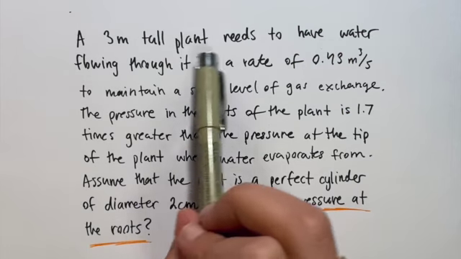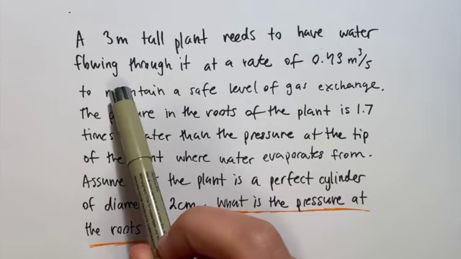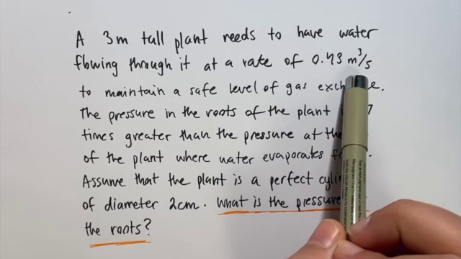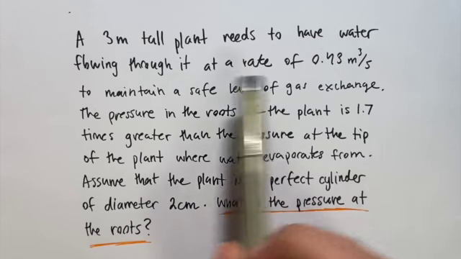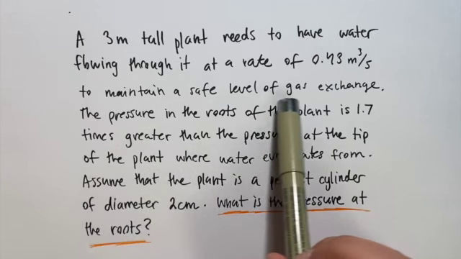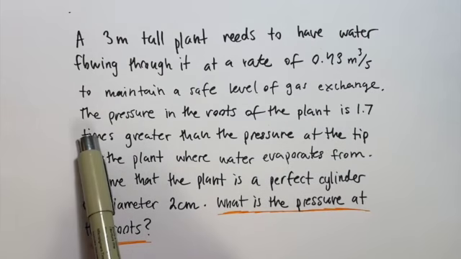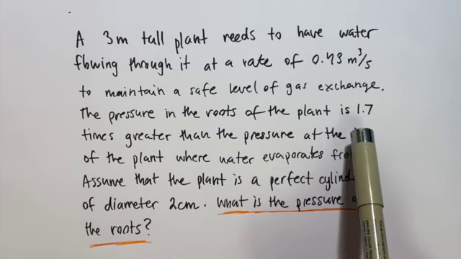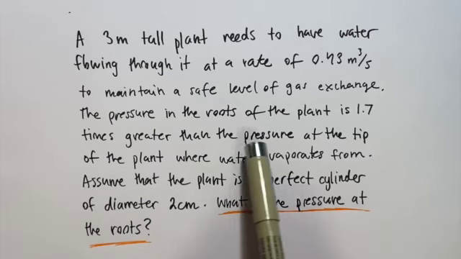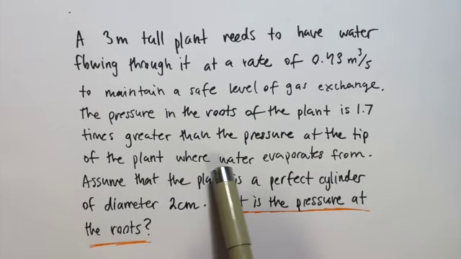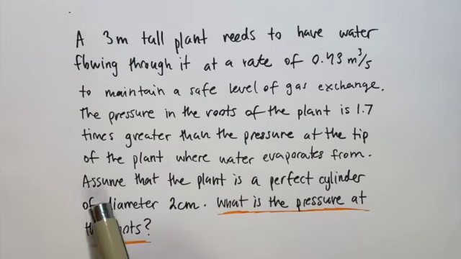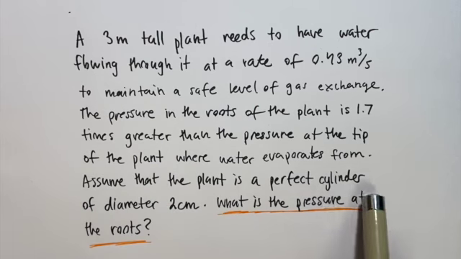A 3-meter tall plant needs to have water flowing through it at a rate of 0.43 meters cubed per second to maintain a safe level of gas exchange. The pressure in the roots of the plant is 1.7 times greater than the pressure at the tip of the plant where water evaporates from. Assume that the plant is a perfect cylinder of diameter 2 centimeters. What is the pressure in the roots?